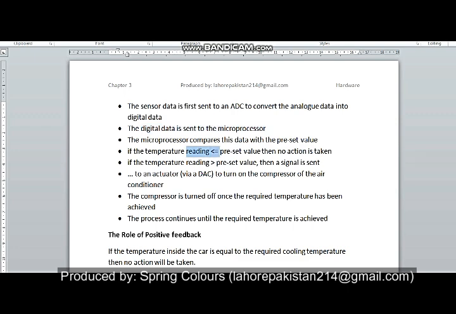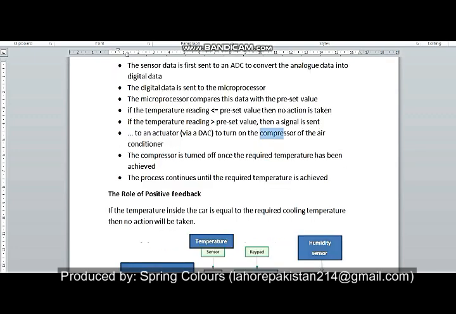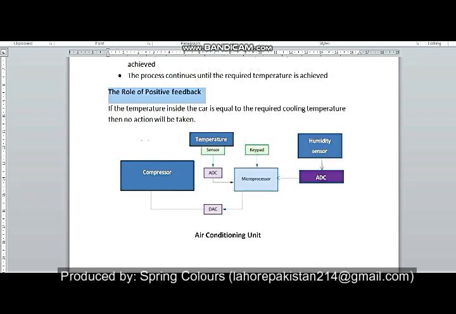If the value is less, then no action will be taken, but if the value is greater than 26, a specific value, then the compressor of the air conditioner will turn on in order to maintain the temperature of the car. And if the temperature of the car becomes equal to the given temperature, then the compressor will be turned off. In the question, you have been asked to tell the role of positive feedback. If the temperature is equal to the required temperature, then no action will be taken.